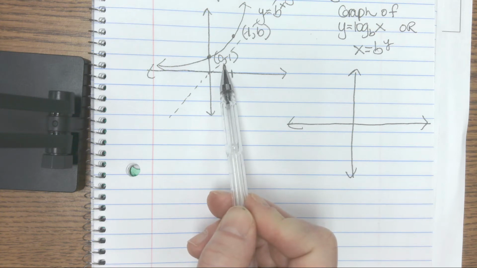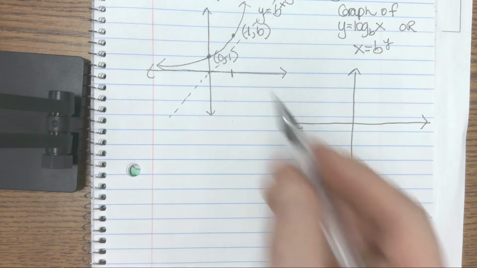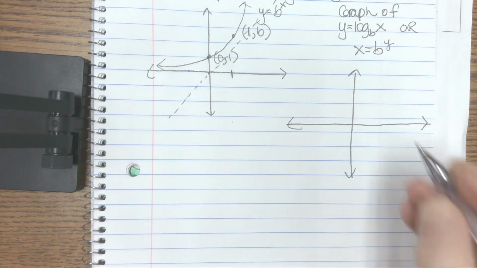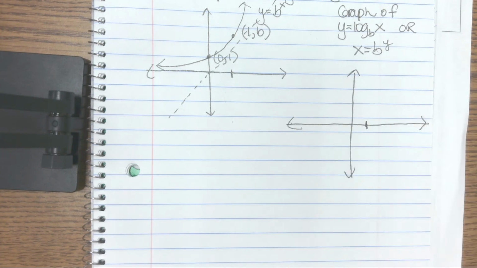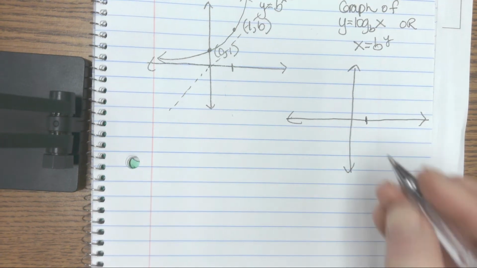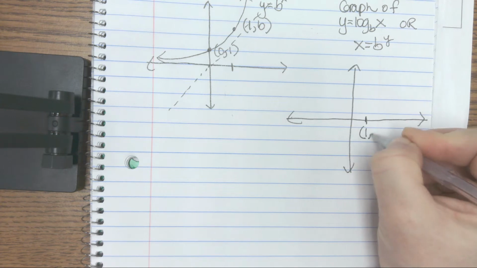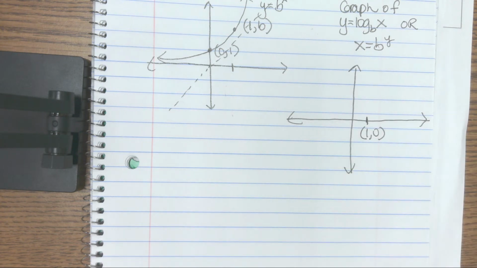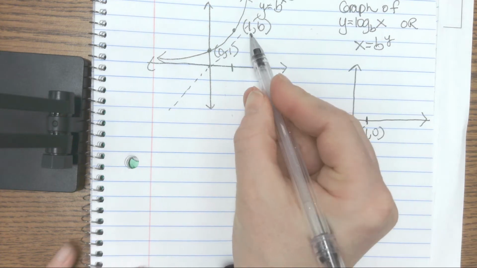What do you think? I think you know. 1, 0, yes. We reverse the x and y's around. So instead of going through 0, 1, all logarithm graphs, guys, every single one of them before you do transformations, are going to go through 1, 0. Now we're going to do transformations and things with them, but they will.